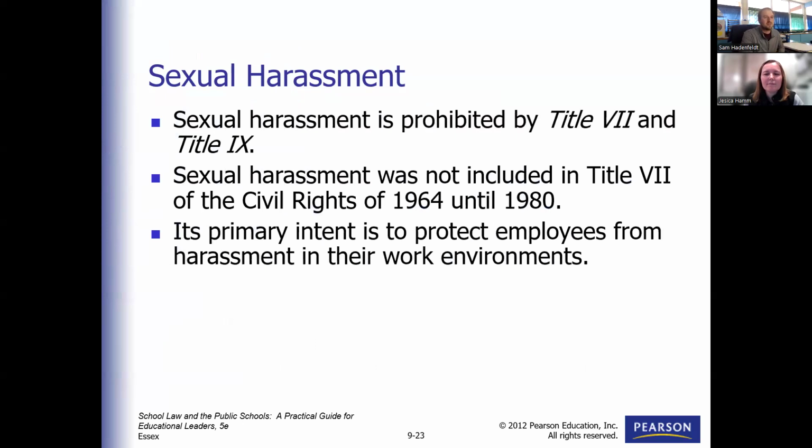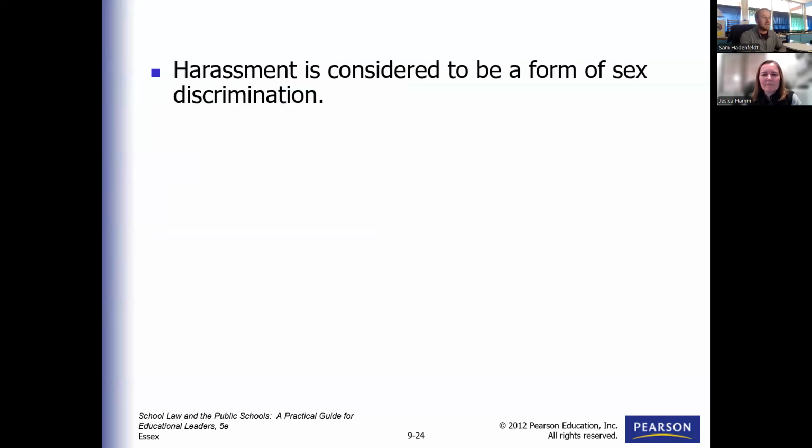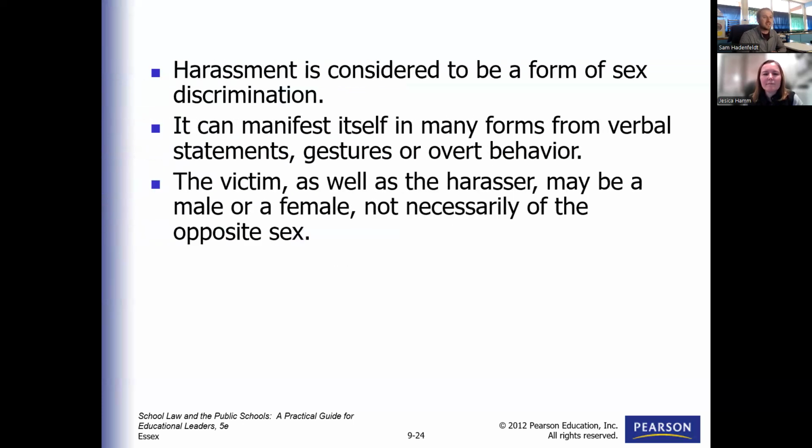Sexual harassment is prohibited by Title VII and Title IX. Sexual harassment was not included in Title VII of the Civil Rights Act of 1964 until 1980. Its primary intent is to protect employees from harassment in their work environments. Harassment is considered to be a form of sex discrimination. It can manifest itself in many forms, from verbal statements, gestures, or overt behavior. The victim, as well as the harasser, may be a male or a female, not necessarily of the opposite sex.